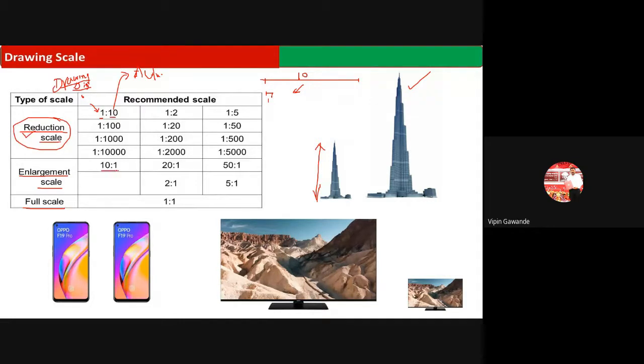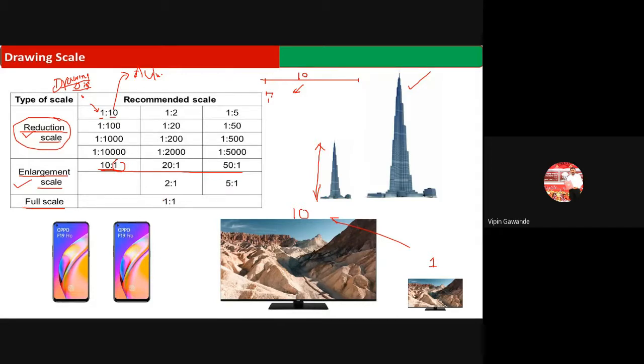If you see this type of scale, for 1 I am taking 10. That means 1 is the original dimension of the object, but on the drawing I am taking 10. So I am increasing the size. That's why this is called the enlargement scale. Your MCQ question will give you this type of scale.